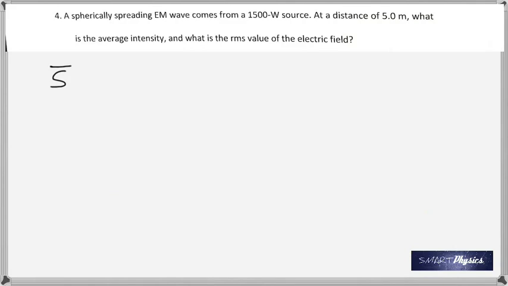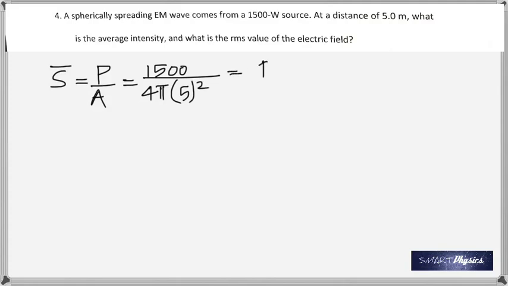Number 4, a spherically spreading electromagnetic wave comes from a 1500 watt source. At a distance of 5 meters, what is the average intensity and what is the RMS value of the electric field? Remember, this question is asking you to calculate the average intensity. And the Poynting vector actually gives you the average intensity. It's just power over area. That's what intensity is. And because it's spreading in the form of a sphere, the surface area is 4 pi r squared. That's why you have 4 pi times the radius squared, and so you get the average.